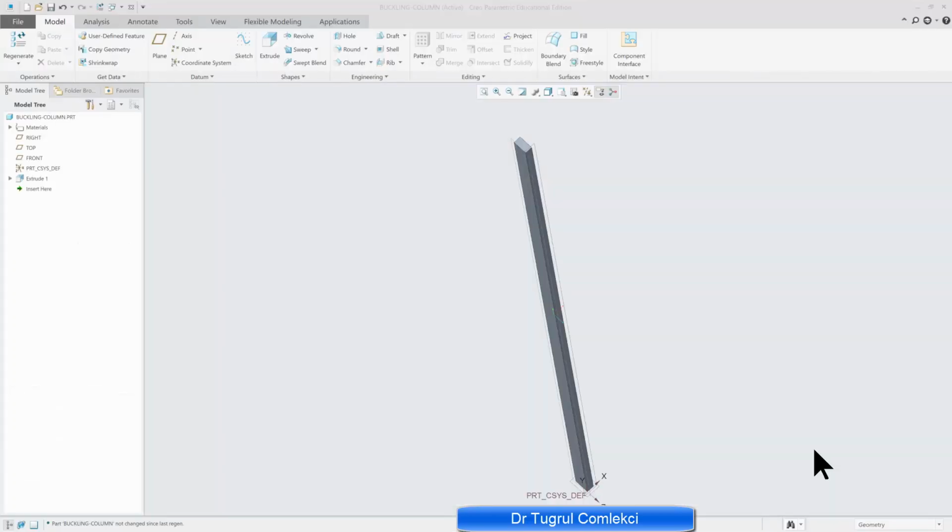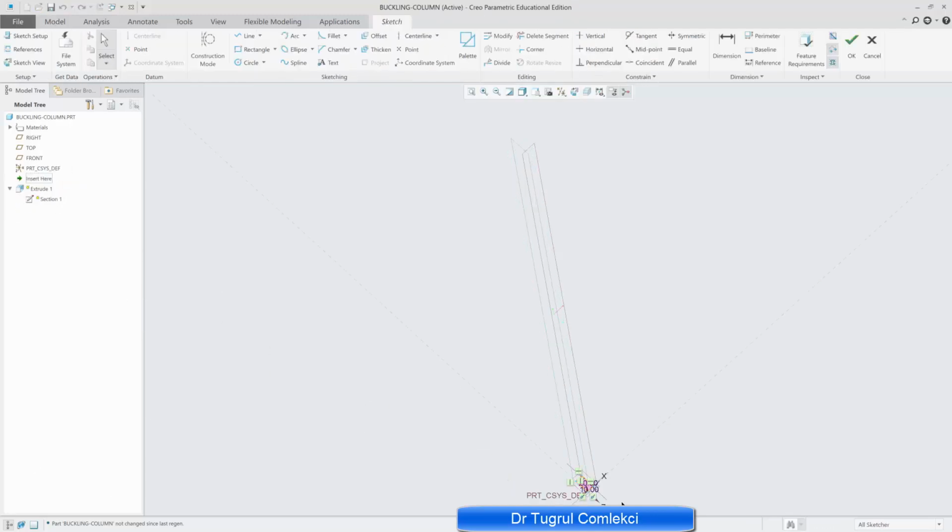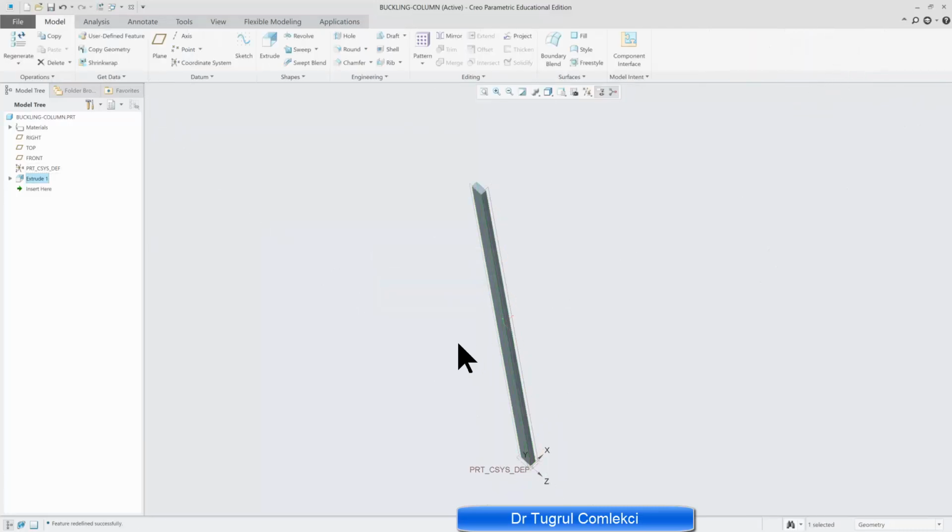In Creo Parametric, we can create the geometry for this problem. It is simply based on a rectangular cross section. So the cross section is defined as a 10 by 20 millimeter rectangle, and it is extruded in the y direction 1000 millimeters. So the geometry is very basic.